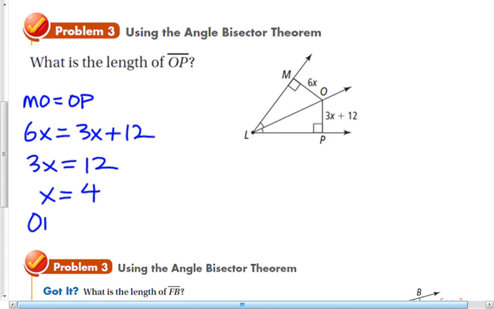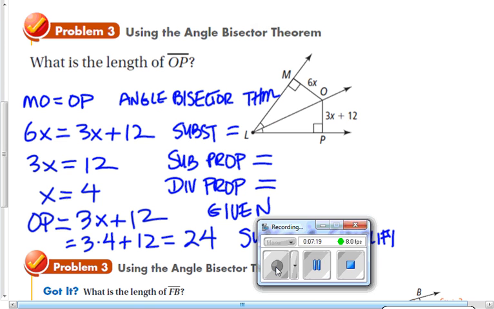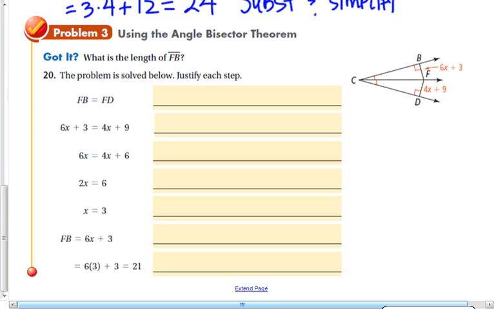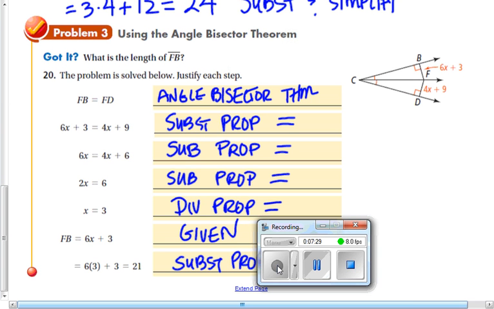And we know that OP is equal to 3x plus 12. That's given. And by substituting 4 for x, we get OP is equal to 24. All right, go ahead and fill in the steps here. All right, that's the end of the lesson. Go ahead and do the lesson check, and we'll talk about that next time we meet in class.